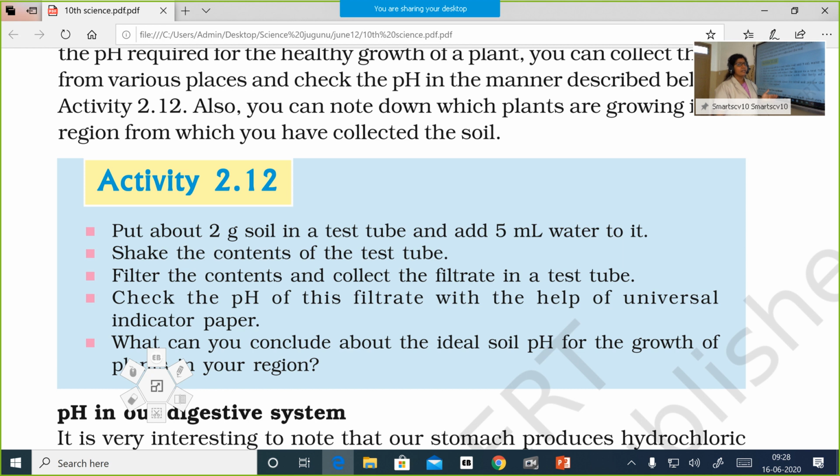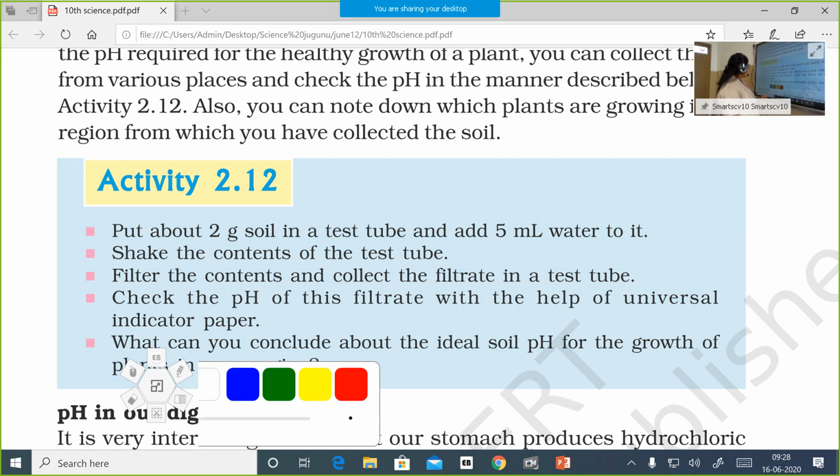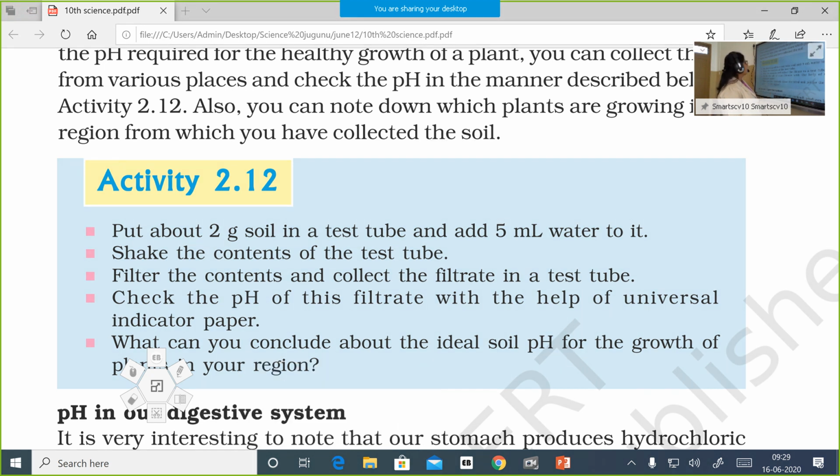Suppose you get green color, definitely the soil is having what nature? Neutral nature. If you see a shade of red, orange or yellow, the soil in your backyard is acidic. Otherwise, if you see a shade of blue, otherwise indigo, the soil is having a basic nature. But plants actually prefer growing in neutral soil. Actually, there is only a small range of pH in which plants can survive. Can you note down the values?